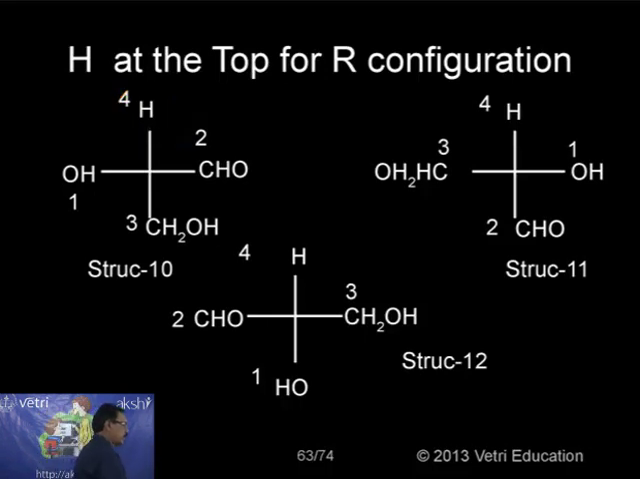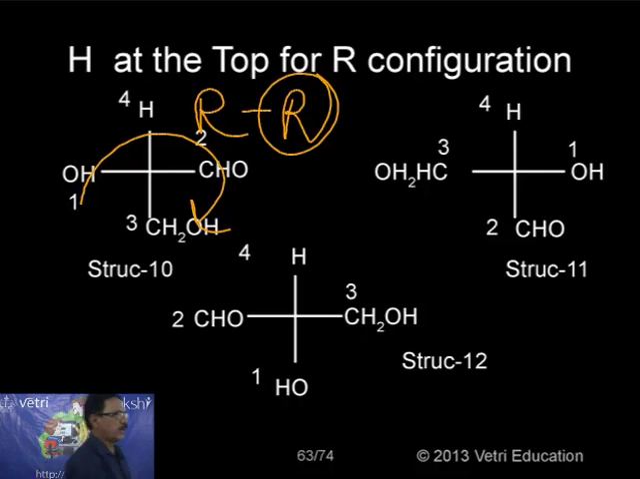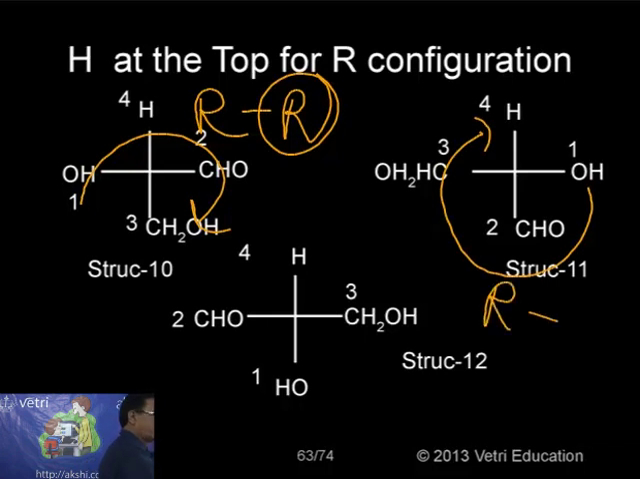So let me repeat again. As per the rule, 1, 2, 3, it is moving clockwise, so that is predicted configuration R. Fourth priority at top, so real is also R. Coming to structure 11, that is 1, 2, 3 again, clockwise R. So fourth priority occupies vertical, real is also R.